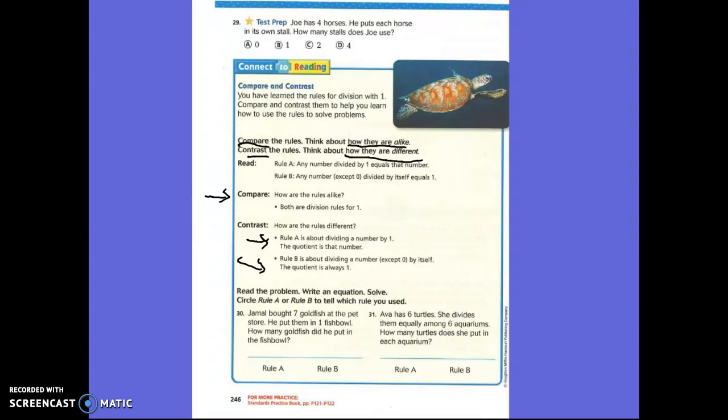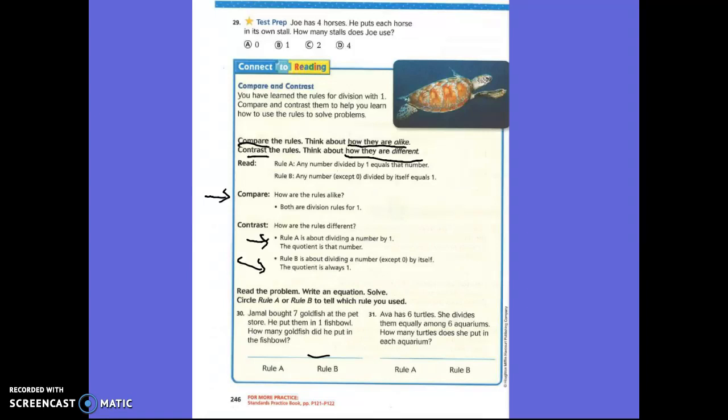Number 30 says, Jamal bought 7 goldfish at the pet store. He put them in one fish bowl. How many goldfish does he put in the fish bowl? You find the answer, you write it down, and you tell me what rule did you use. You circle which rule you used. Okay, you write the answer on the line. You circle which rule you used.